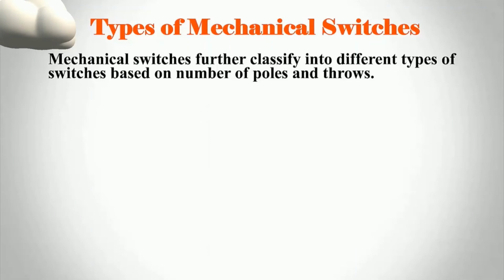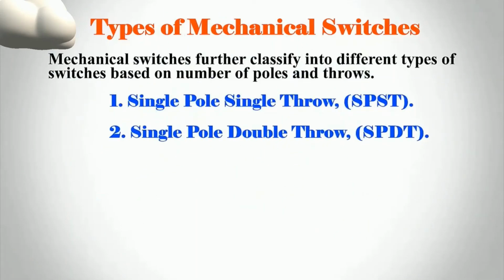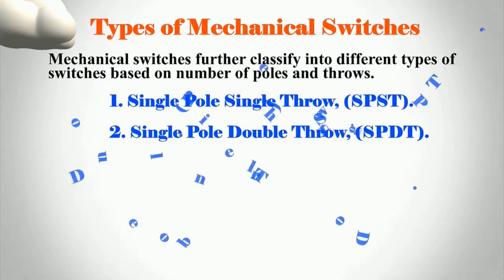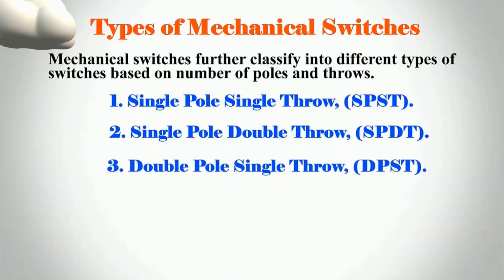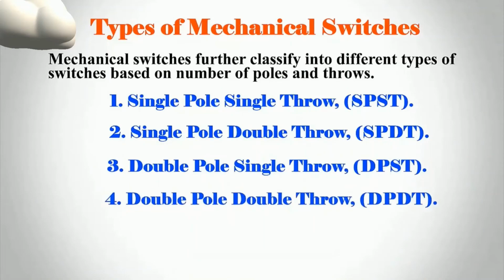It depends upon the number of poles. The first one is single pole single throw, SPST; single pole double throw, SPDT; double pole single throw, DPST; the fourth one is the double pole double throw, DPDT; and the fifth one will, of course, be an intermediate switch.